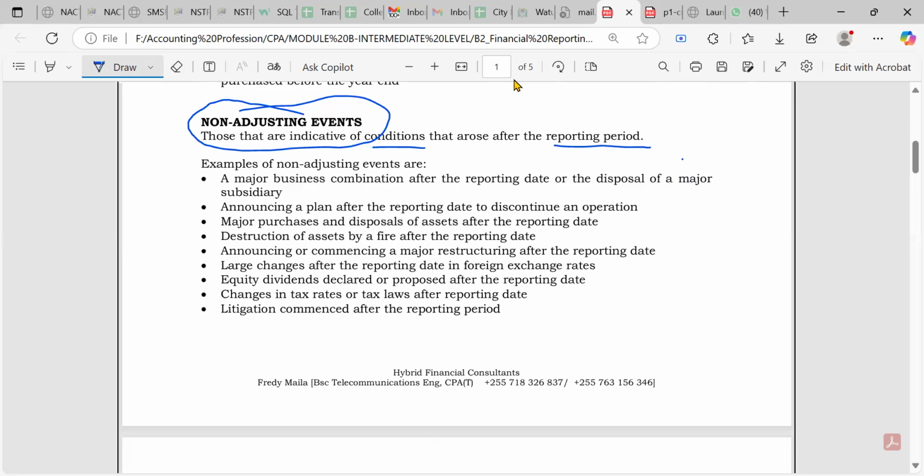Examples now: a major business combination after the reporting date or disposal of a major subsidiary. Isn't this obvious, my friend? If you as a company acquired another company after the year had ended, it's obvious you have got something new after the year end. The other point, announcing a plan after the reporting date to discontinue an operation. The year has ended and you just decide, okay, we are going to discontinue this operation. You would see this under IFRS 5, there is this plan. They actually explain the discontinuation of operations. But simply speaking, you can see these wordings. It's something that just comes out of the blue.